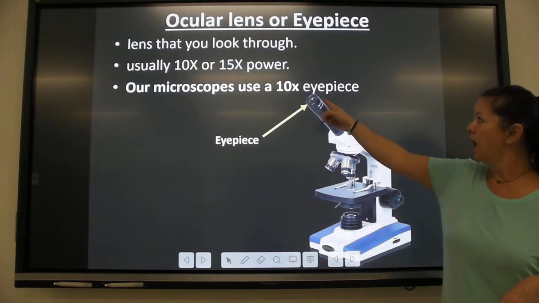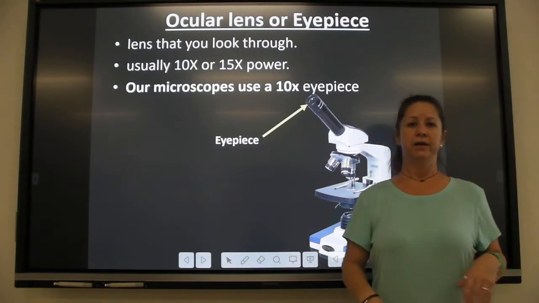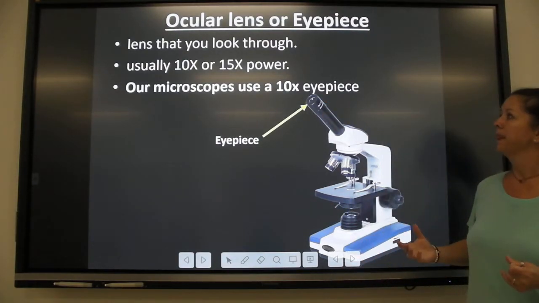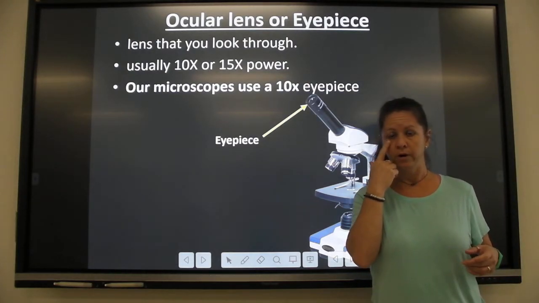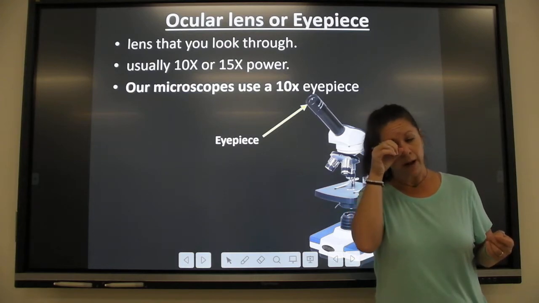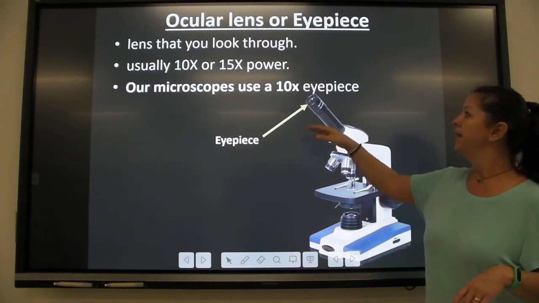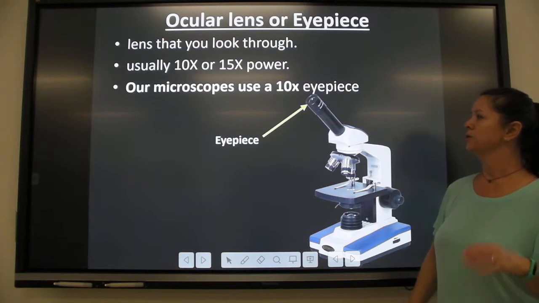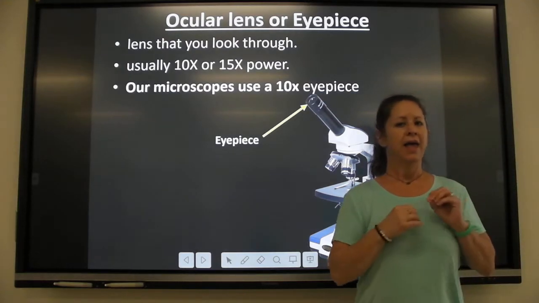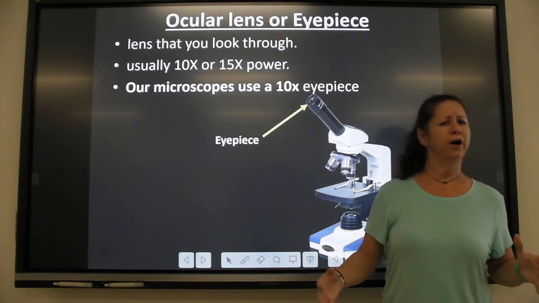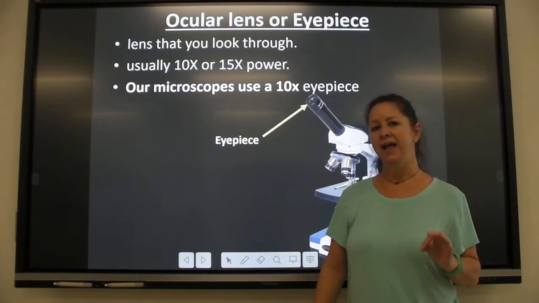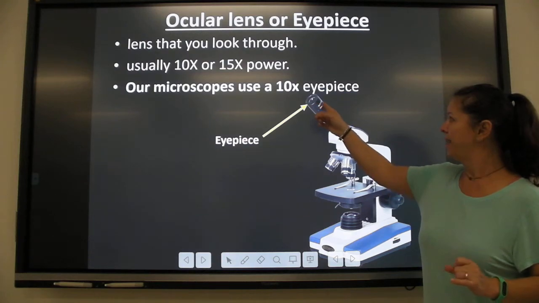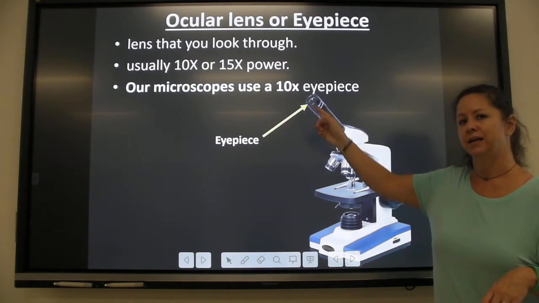Okay, the ocular lens is also called the eyepiece, and it's literally what you look through. This is your ocular part of your body. Eyes, so the eyepiece is what you look through. Now it has a 10x or sometimes a 15x. Every microscope that I know of that you will use at GMC has a 10x eyepiece. So this one magnifies things 10 times.